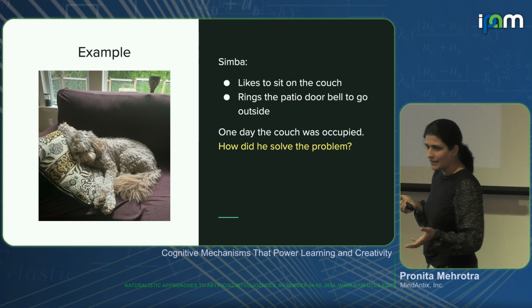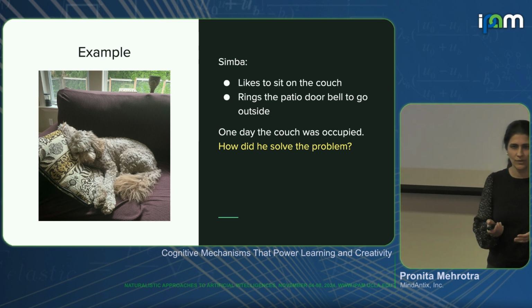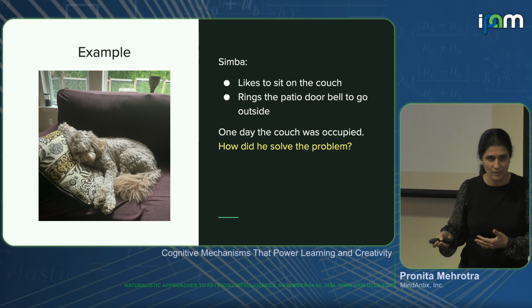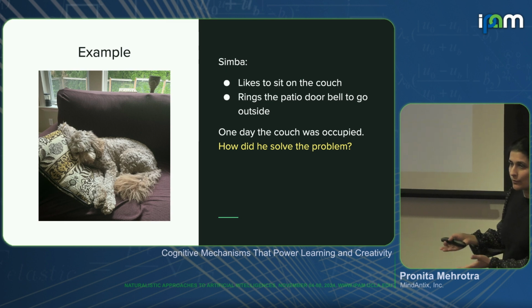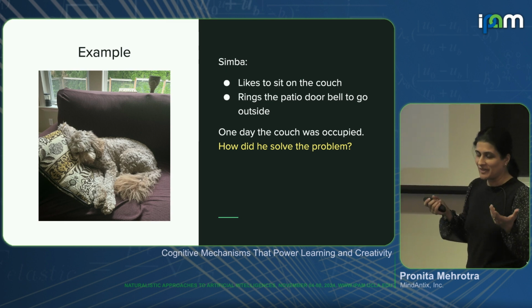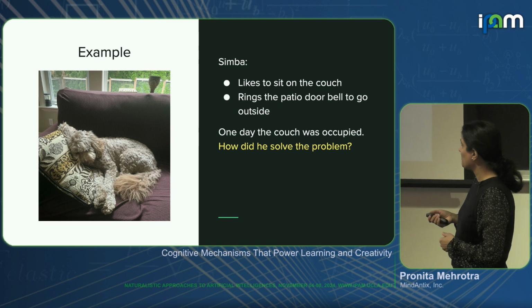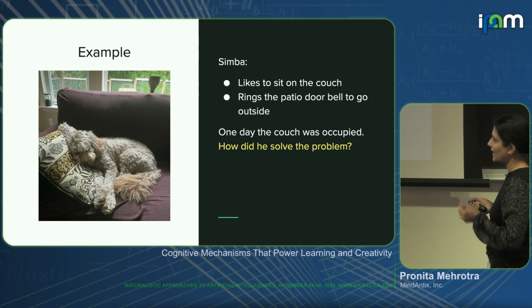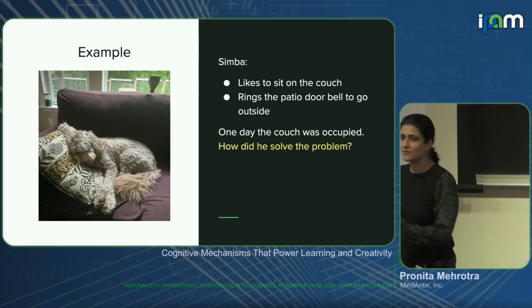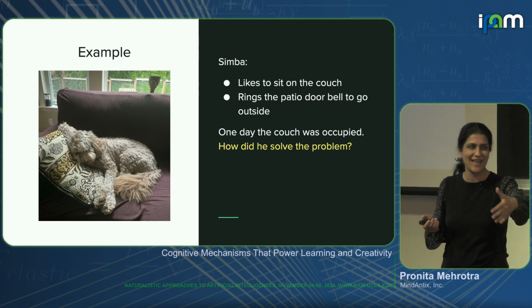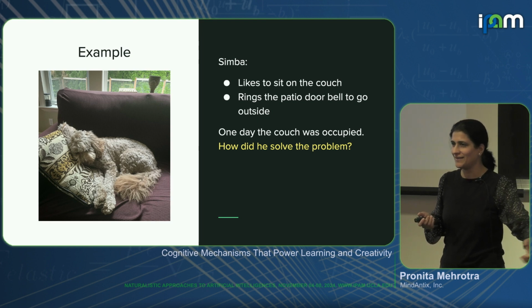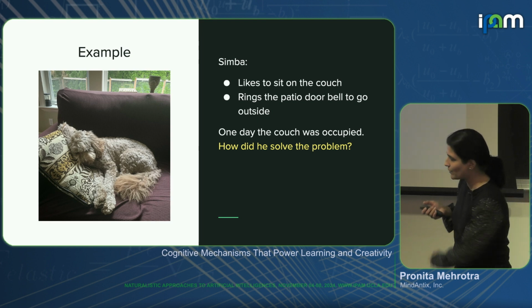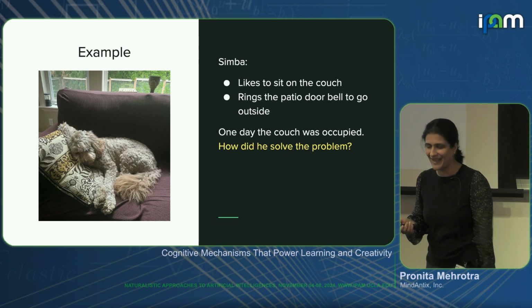And so one day he was sitting on the couch. We were all sitting on the couch, so he didn't have a spot. He wanted to join us, but we didn't pay attention. But he found a really clever way to solve the problem. He went and rang the patio door bell. Then one of us got up, and we went and opened the patio door, and then he just ran back and claimed that spot, right?